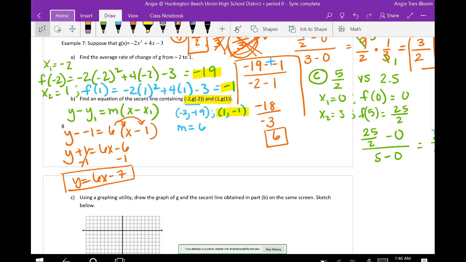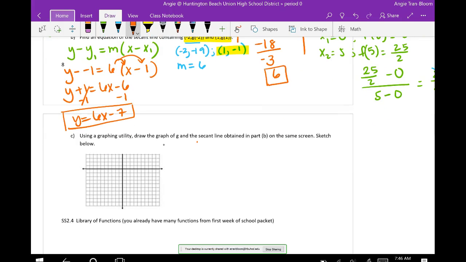Once you punch in y equals, what do we go to get a full graph? Zoom standard. Go to zoom standard. Okay, so a couple of things you can do: Y1, punch it in, then hit zoom, and zoom standard. Then it says here, using your graphing utility, draw a graph of G and the secant line.